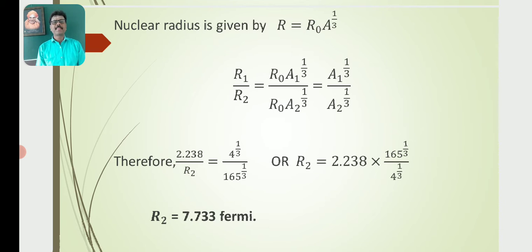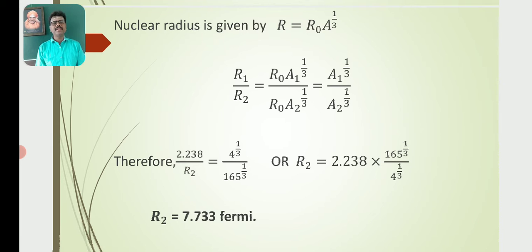We know that the expression for a nuclear radius is given by R equal to R naught into A to the power of 1 by 3. Then for R1, R1 is equal to R naught A1 to the power of 1 by 3. For R2, R2 is equal to R naught A2 to the power of 1 by 3. Then R1 by R2 is equal to R naught A1 whole to the power of 1 by 3 by R naught A2 whole to the power of 1 by 3, which is equal to A1 whole to the power of 1 by 3 by A2 whole to the power of 1 by 3.